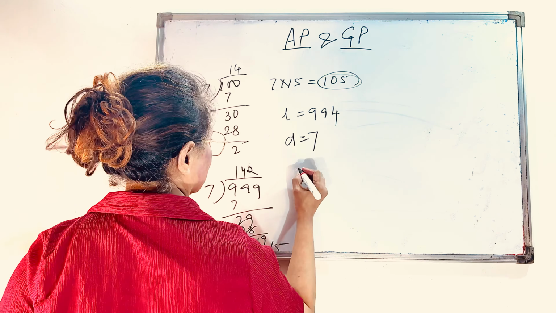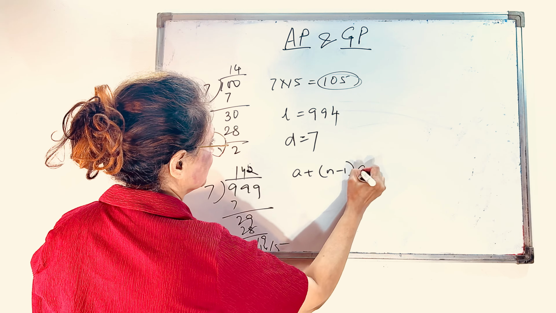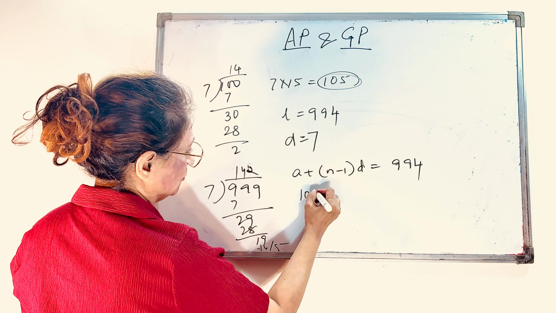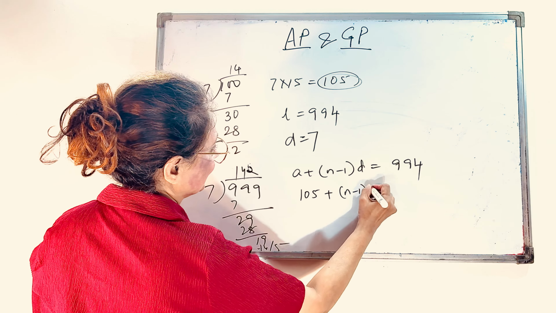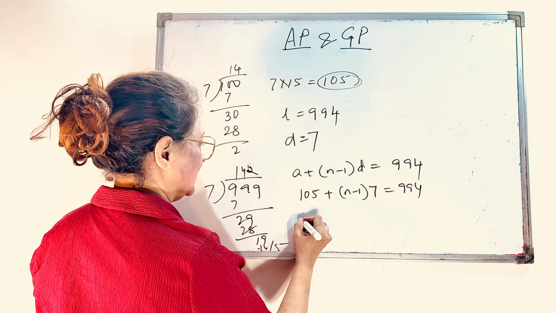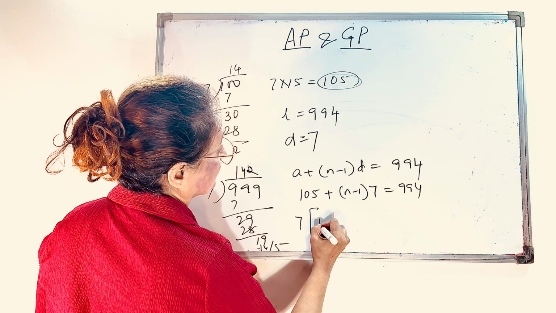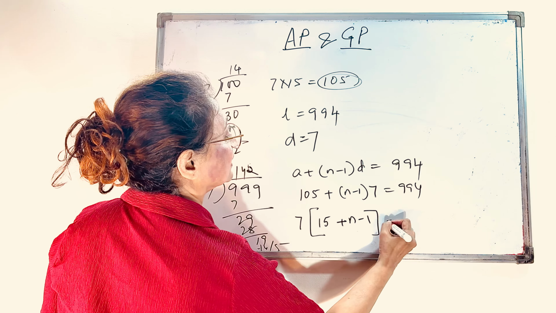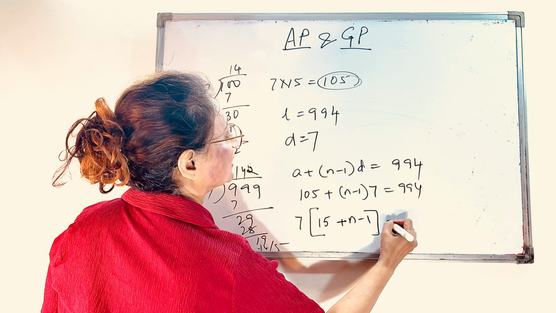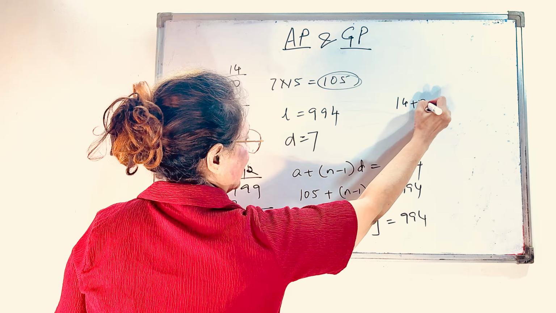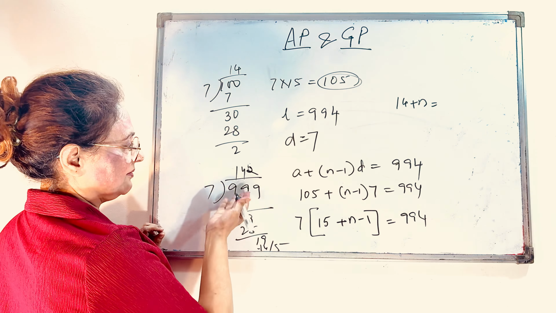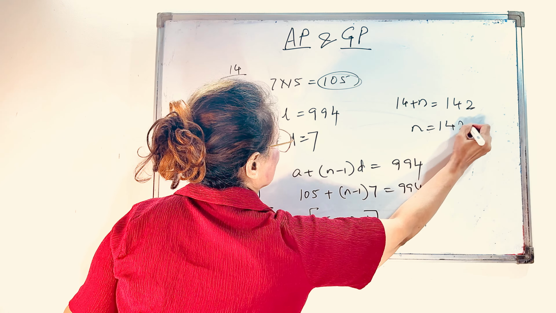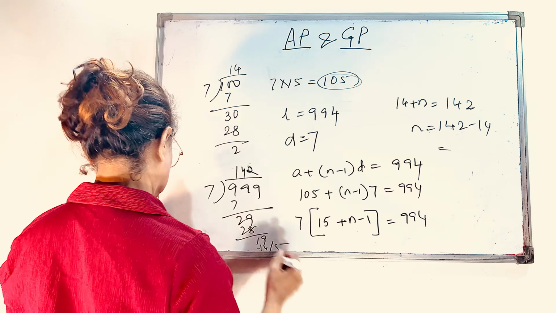n is asked. Okay, so a plus (n minus 1) into d is 994. a is 105, d is 7. Take 7 common: 15 plus n minus 1 is 994 divided by 7, which we know will be 142. So 14 plus n is 142, so n is 142 minus 14, that will give you the answer.